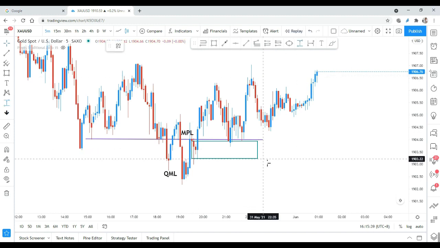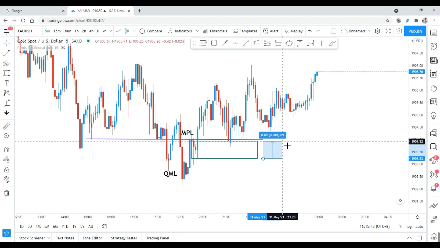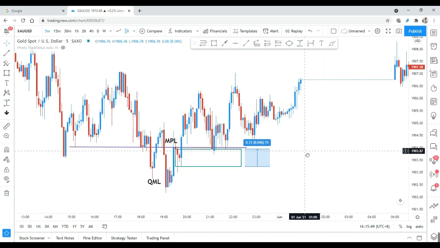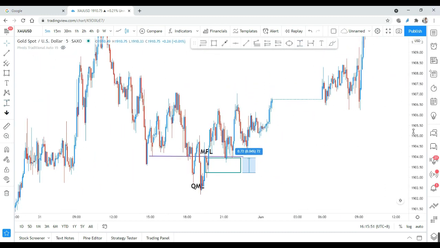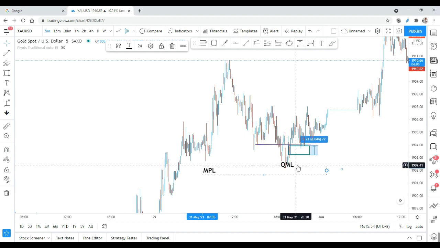So my stop loss was around 7 pips. Around 7 pips, and the price kept on moving further up. So when I woke up, sorry about that.